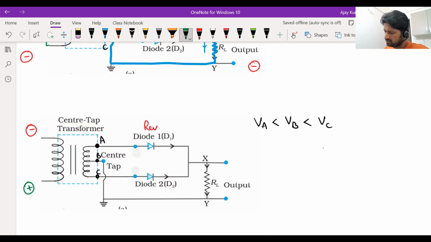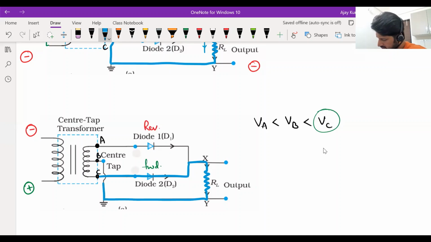Whereas the diode D2, if you see, C is connected to the P side of the diode D2. You know C is the point which is at highest potential. So diode D2 is forward biased and it will allow current to flow through it. So this time how will the current flow? Through the diode D2. It flows to the load and in the load it will flow in the downward direction. And this way there is a proper path for the current to flow.